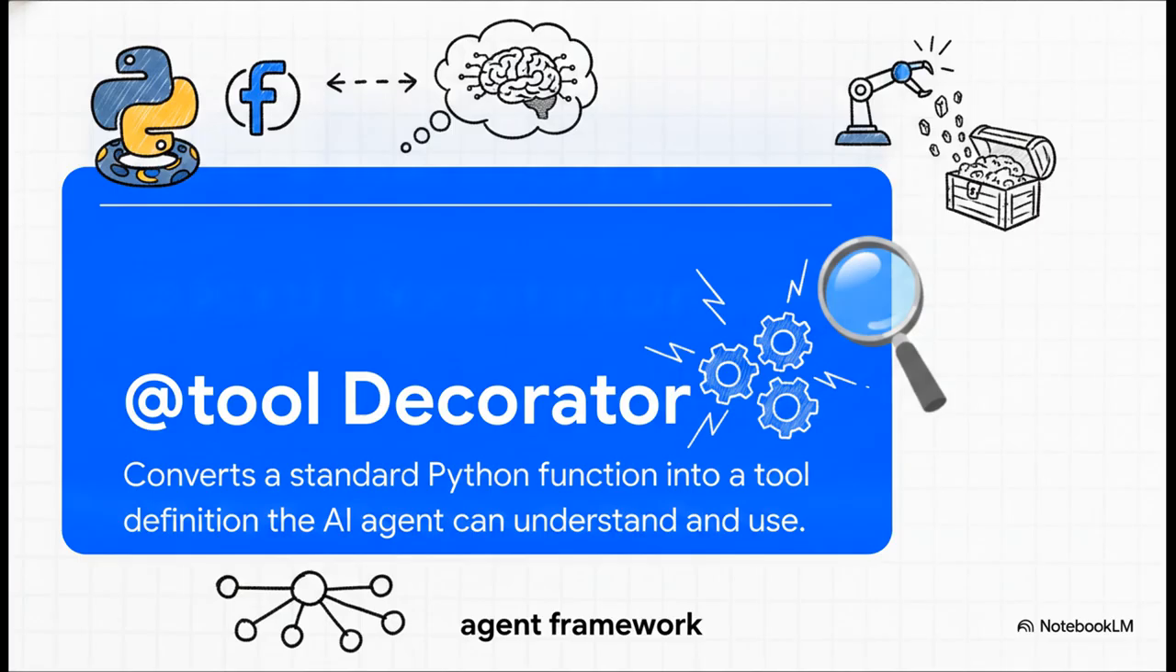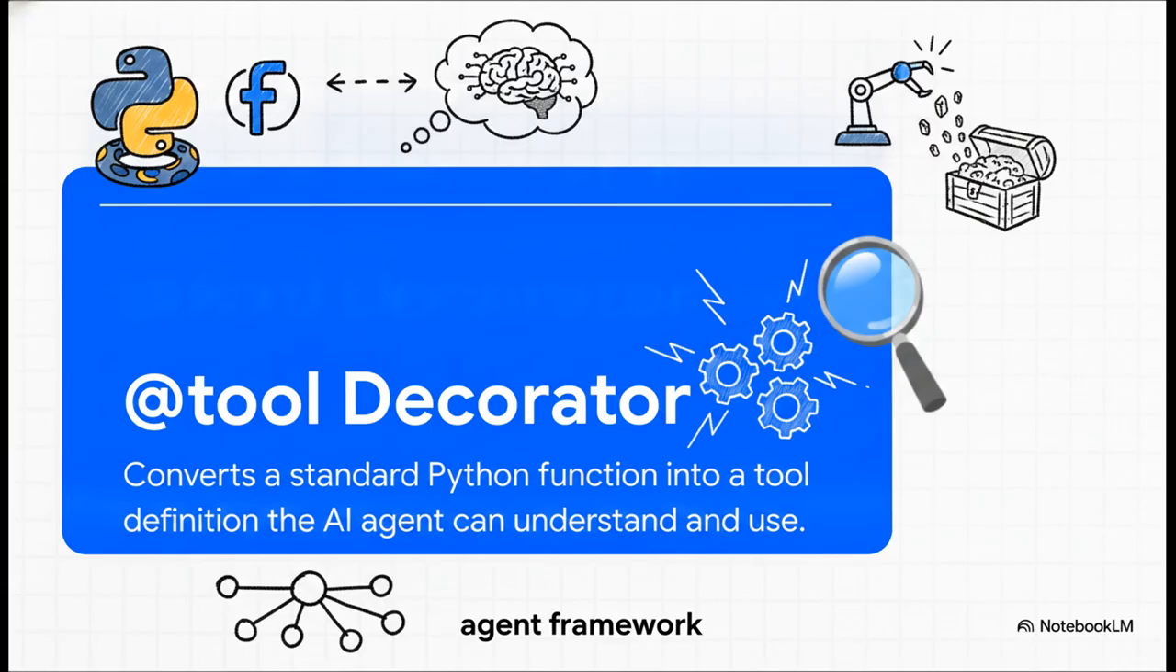Let's say you wrote a perfectly normal, basic Python function to save a text file to your hard drive. On its own, the AI agent has absolutely no idea this function exists, what it does, or how to invoke it safely. But by adding a framework wrapper, like simply placing the @tool decorator right above your function definition, we magically transform that standard everyday function into a rich tool definition. The agent framework steps in, it wraps your code, extracts all the necessary metadata, and exposes it in a structured way so that the AI's reasoning engine can finally comprehend and utilize it.